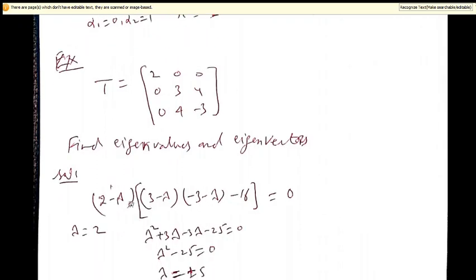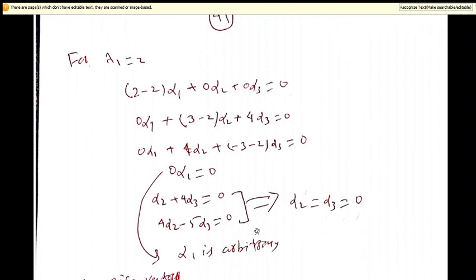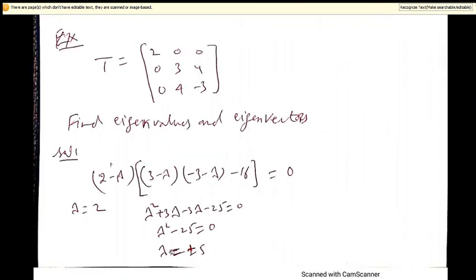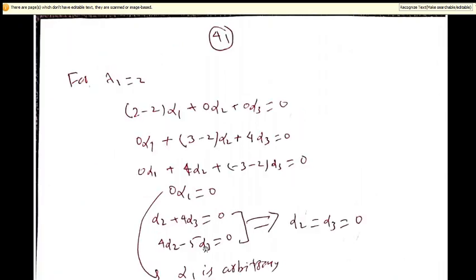This is the characteristic equation for this tensor. Lambda equal to 2 is one eigenvalue and the other 2 eigenvalues are plus minus 5. So there are 3 eigenvalues: 2, plus 5, minus 5. Now we will have to calculate the corresponding eigenvectors for these 3 eigenvalues.